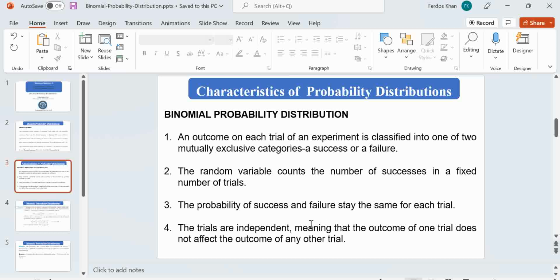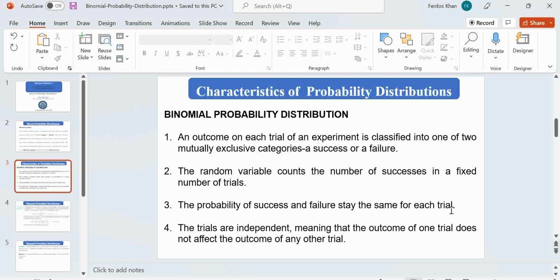The probability of success and failure stays the same for each trial. This means that the probability of success or the probability of failure will remain the same for each trial. For example, if we toss a coin, then the probability of head is 1 over 2 and the probability of tail is 1 over 2. If you repeat this experiment 5 times, 10 times, or whatever, the probability of head is still 1 over 2 and the probability of tail is 1 divided by 2. So this will remain the same for all trials.